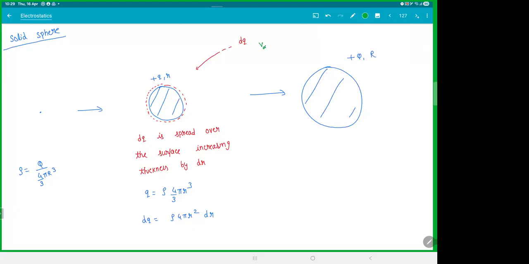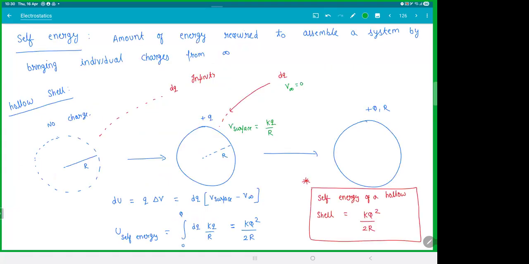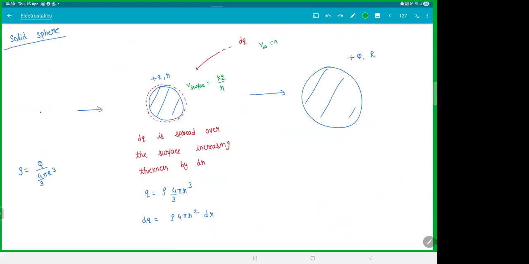So potential at infinity is 0. Potential on the surface is k small q by r. What is small q? This. What is dq? This. And you have to integrate. Got the difference? In case of a hollow shell, the radius was never changing. You're always keeping it on the surface only. You're compressing the charge on the surface. Here, you're keeping the density uniform. You're increasing the thickness continuously. That's the difference. So in an exam, they will change this rho value.